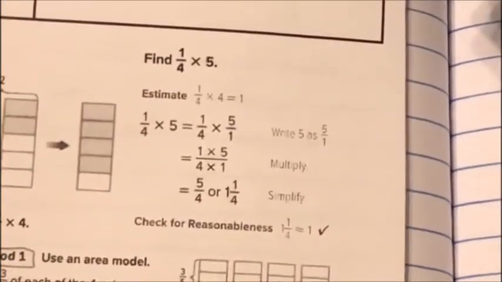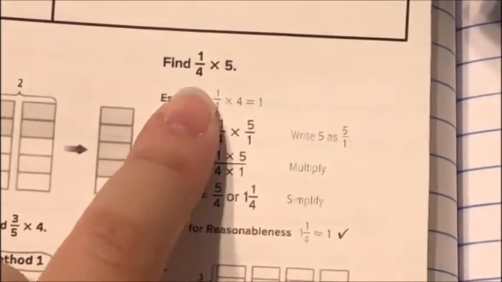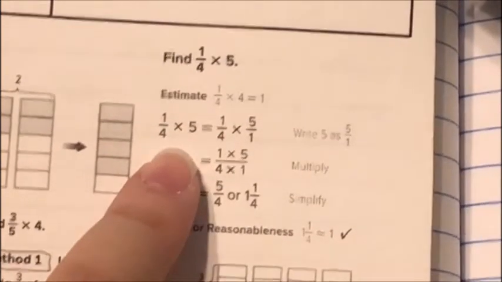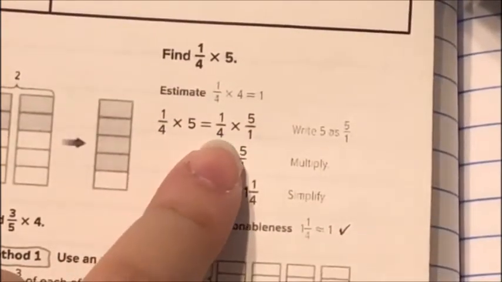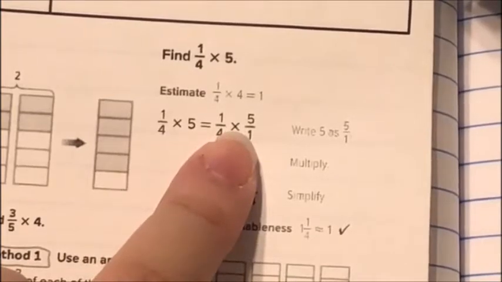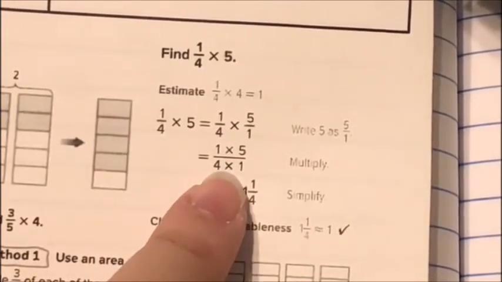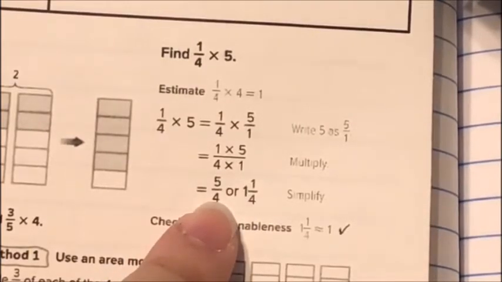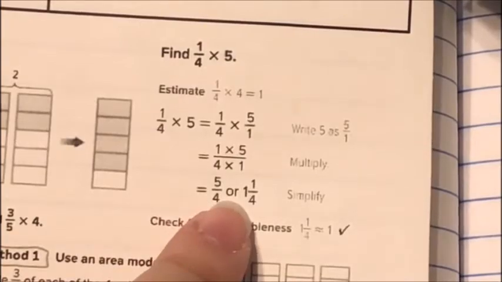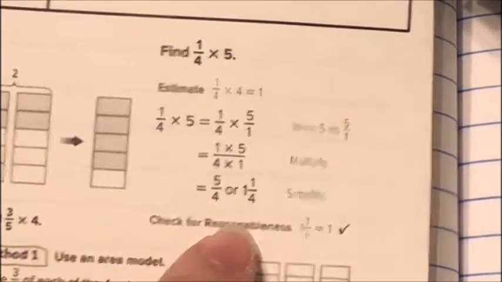Example number 2 is find 1/4 of 5, or 1/4 times 5. I rewrite 5 as 5 over 1. So I have 1 times 5, which gives me 5, and 4 times 1, which gives me 4. I can leave it as 5/4, or I can change it to 1 and 1/4.